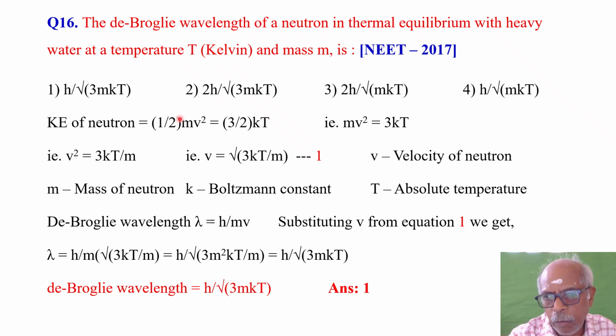So divide both sides by 2. You will get mv squared is equal to 3kT. Here and here, mv squared is equal to 3kT. Right? So v squared is equal to 3kT by m.